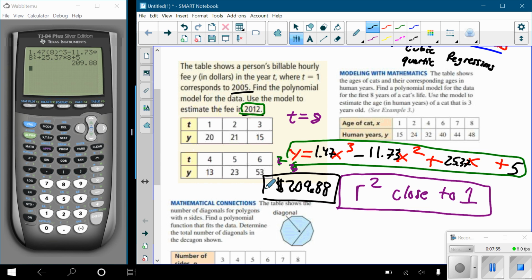Okay. Cool. Why don't you go ahead and try and do the second one, and then pause the video, do that, and unpause, and we'll check.